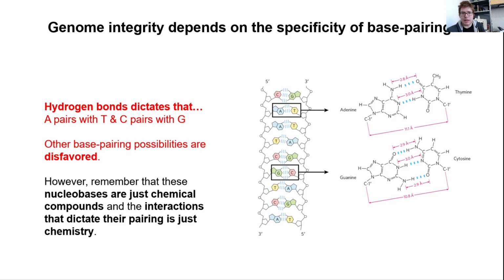And that perfect orthogonality between those base pairing interactions makes it so that when you unwind the two strands, it's trivial to completely and accurately copy that strand via complementary synthesis. However, these base pairs and these base pairing interactions that are mediated by nucleobases, well, those are just chemical compounds, and the interactions that dictate their pairing is just chemistry. And so if chemistry happens to the nucleobases, then it can affect the types of interactions that can occur, and that might change the types of base pairing possibilities that are out there.